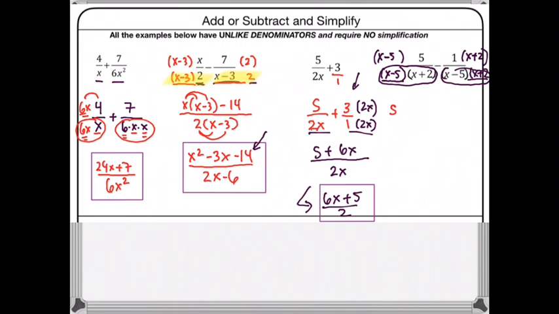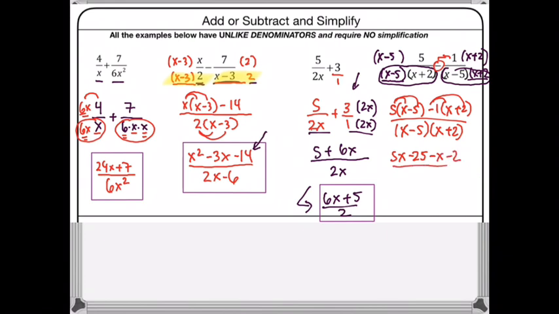So we end up with 5 times x minus 5 minus 1 times x plus 2. The minus comes from right here, remember? All over x minus 5 times x plus 2. Okay? Distributive property, clean up, and that should be the end of it. We'd end up with 5x minus 25 minus x minus 2 all over x minus 5 times x plus 2.